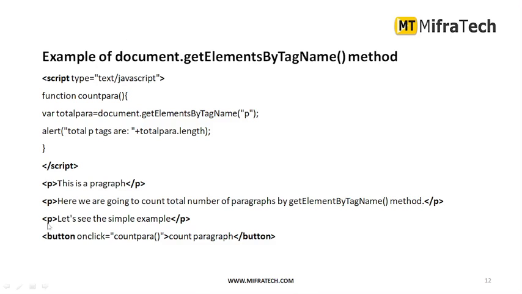This is a paragraph, and we are writing in a paragraph here. We are going to count the total number of paragraphs by the getElementsByTagName method. Let's see the simple example. On button click, when we click the button, it will display how many characters there are in the document or in a paragraph.